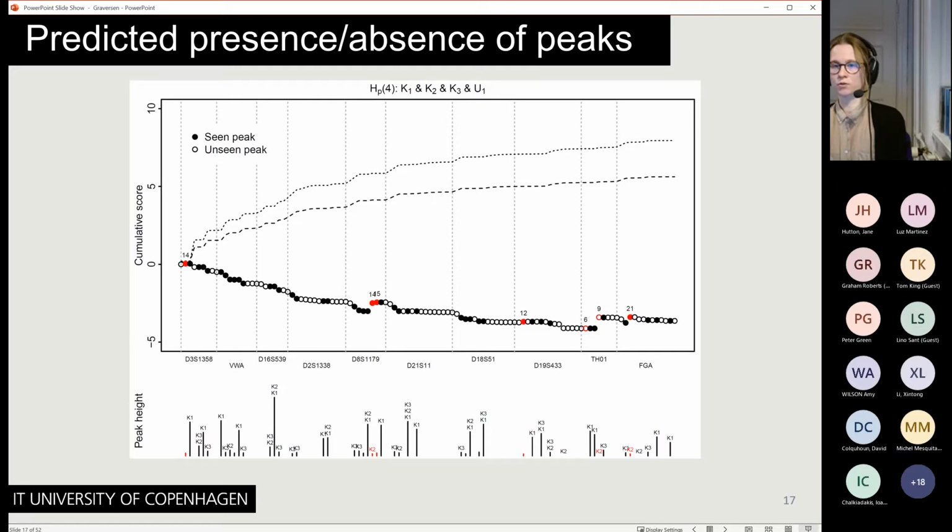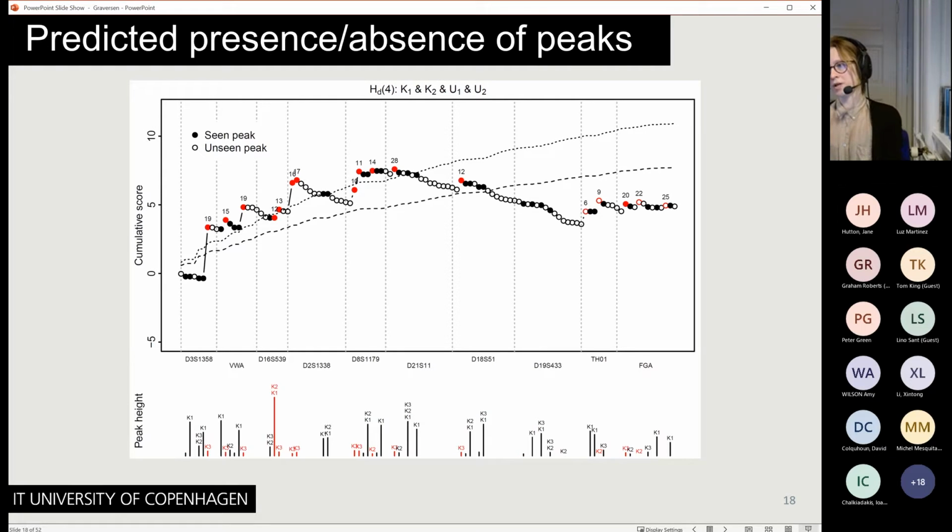The model is not surprised by anything. But here is the corresponding alternative explanation, where we can see very high jumps upwards, meaning the model is really surprised. And I can see that every time the model is surprised, it is where I substituted person K3 by an unknown person.